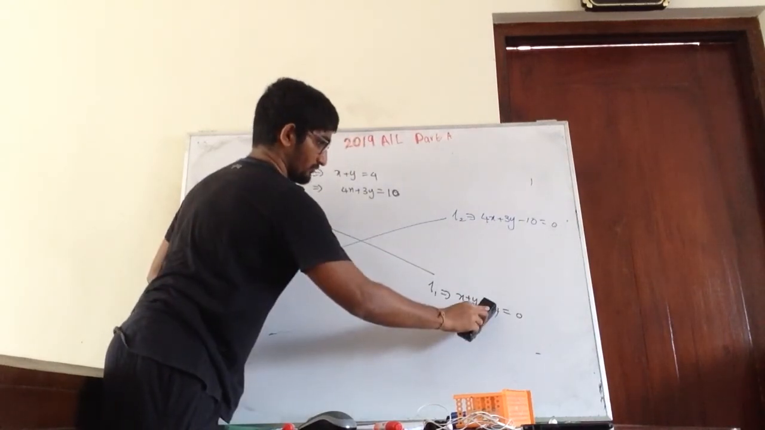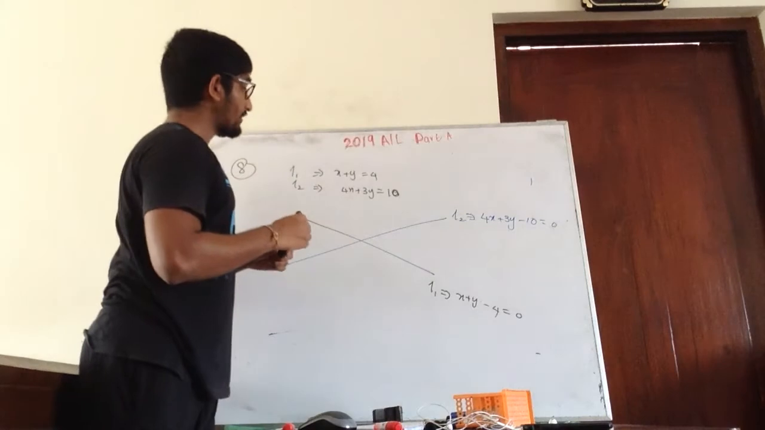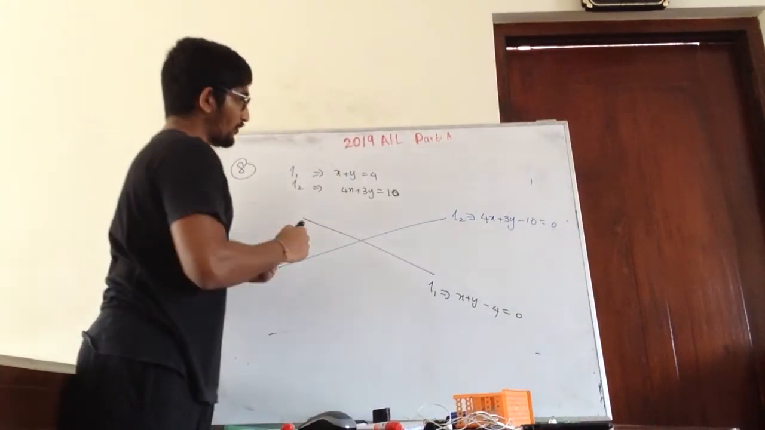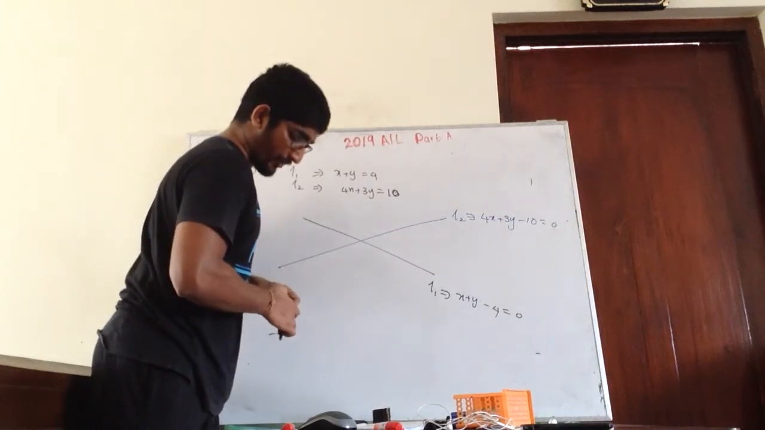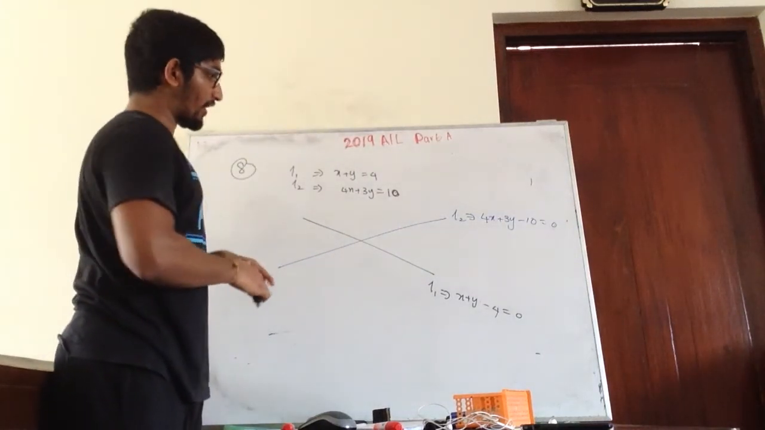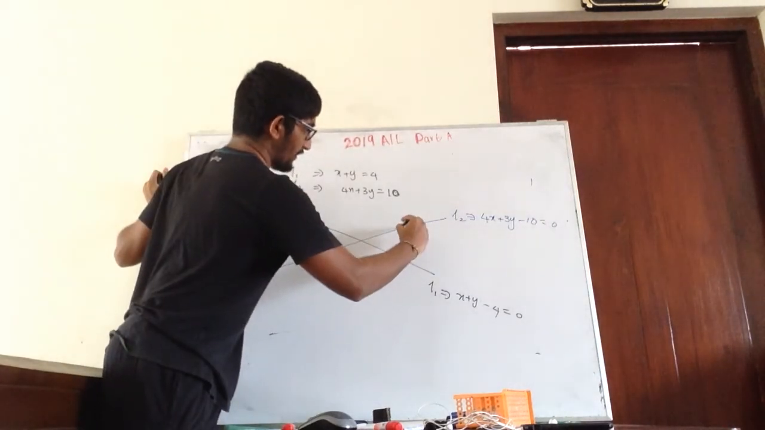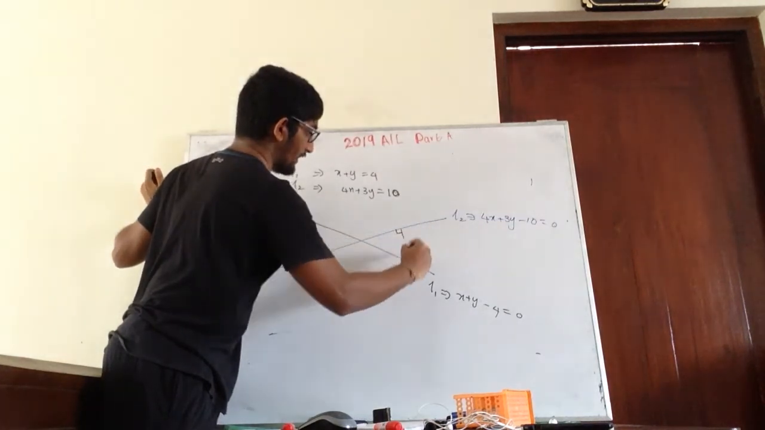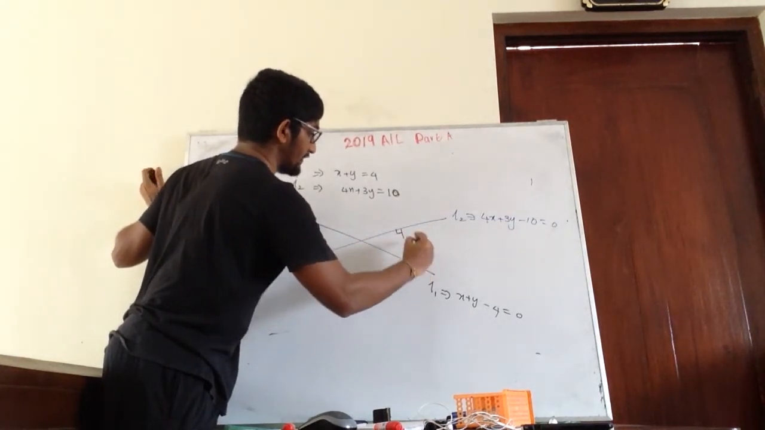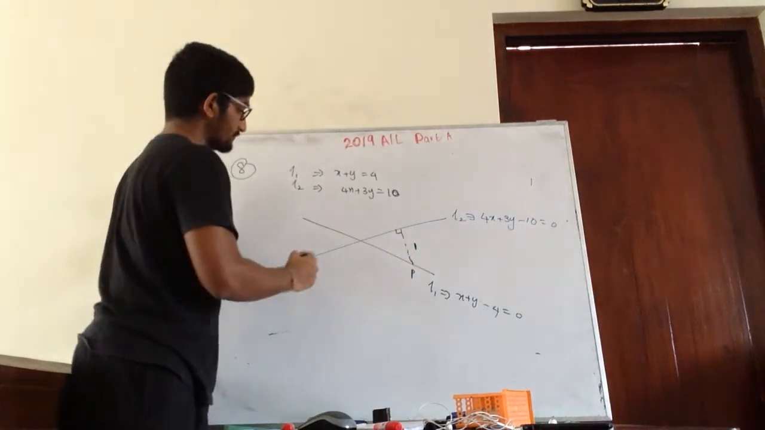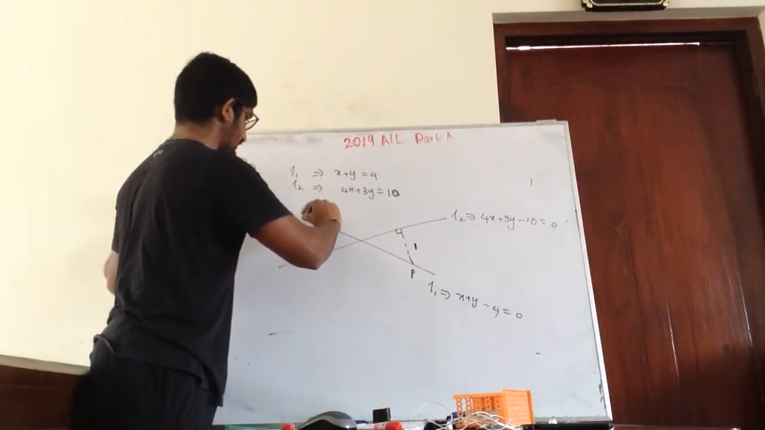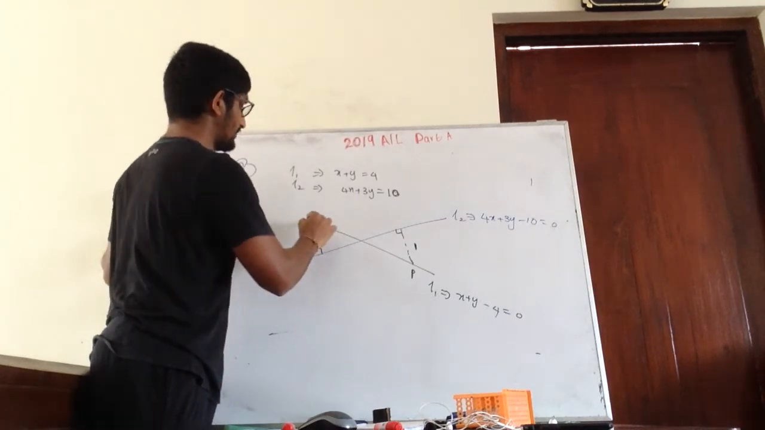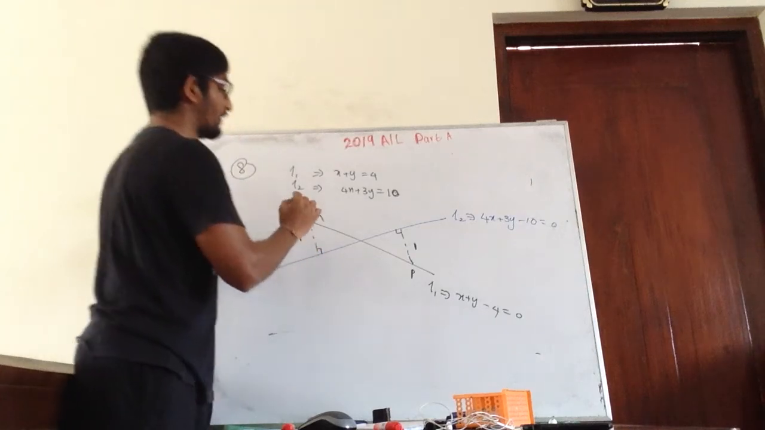Right, so they are saying you have two points P and Q where the perpendicular distance is 1. Right? So now if I take a perpendicular to L2, there's a point P here, and this value is 1. Then there's another perpendicular distance here, this is point Q, and this length is also 1.